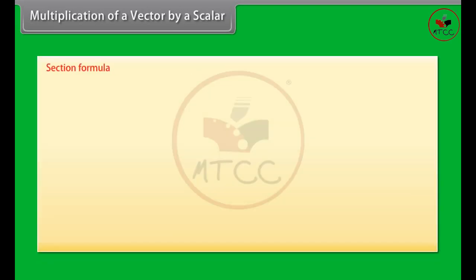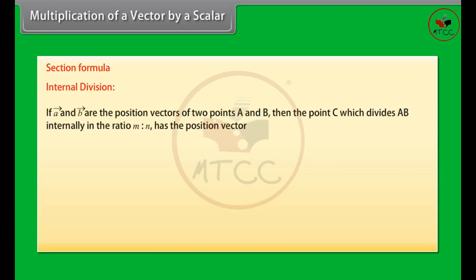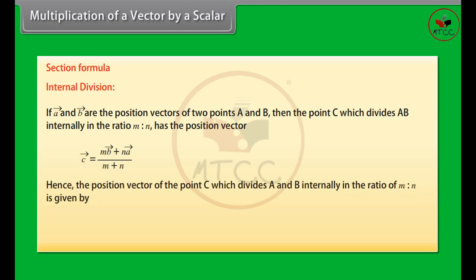Section formula. Internal division. If vector A and vector B are the position vectors of 2 points A and B, then the point C, which divides AB internally in the ratio m:n, has the position vector vector C equals (m into vector B plus n into vector A) by (m plus n). Hence, the position vector of the point C, which divides A and B internally in the ratio m is to n, is given by vector OC equals (m into vector B plus n into vector A) by (m plus n).